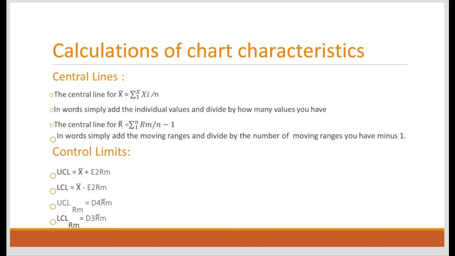The next is control limits. Here the UCL means upper control limit and LCL is the lower control limit. So the UCL for X bar chart is equal to X bar plus E2 into Rm.